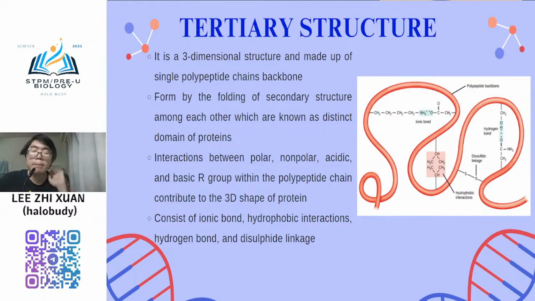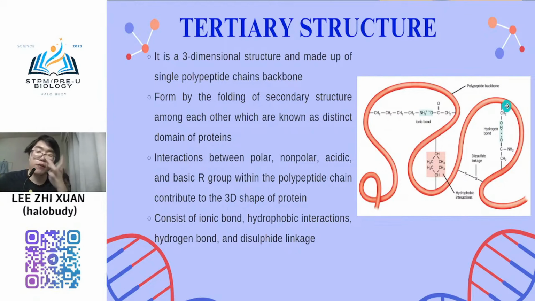It is a 3D structure already, but still only one polypeptide chain forms. Primary, secondary, and tertiary, all 3 of them are only one polypeptide. There are no 2 polypeptides or 3 polypeptides, only one polypeptide. So normally it's still similar to secondary structure. What happens in secondary structure still happens in tertiary structure, but there are additional interactions between polar, non-polar, acidic, and basic R groups within the polypeptide chain that contribute to the 3D shape.